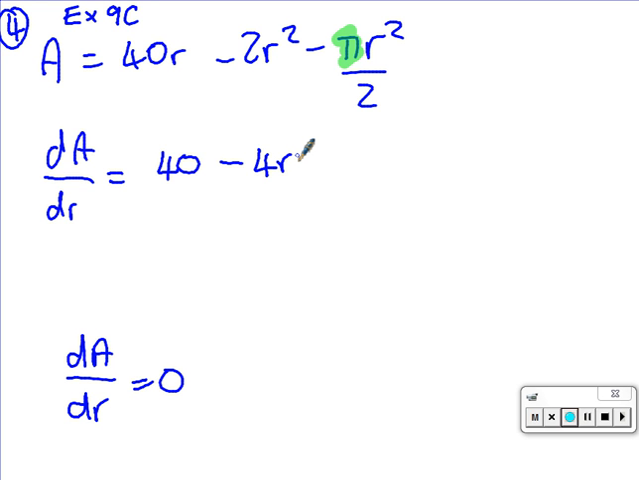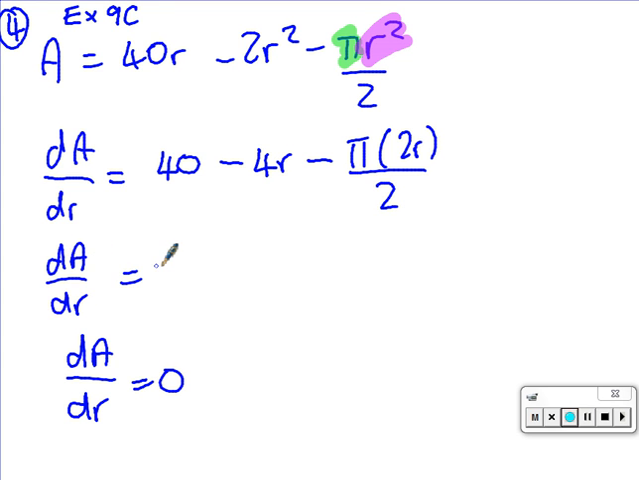Third bit, don't get confused. The pi over 2 is just a constant. It's just a number. All we're differentiating really is the r squared part, which I'll colour in purple there. So again, we just multiply by that power and reduce the power by 1. So minus pi, let's just do it in steps, 2r over 2. And those really switched on will have noticed that actually the 2's cancel, and we're left with minus pi r.